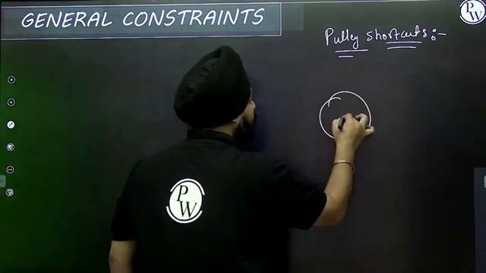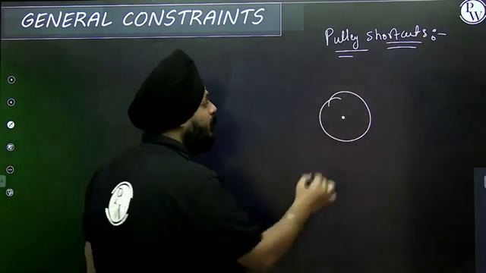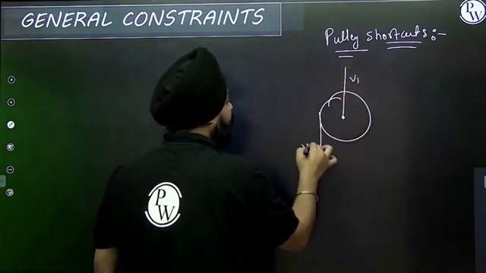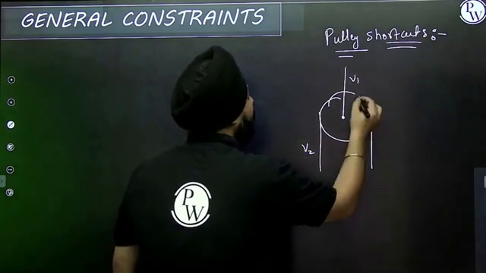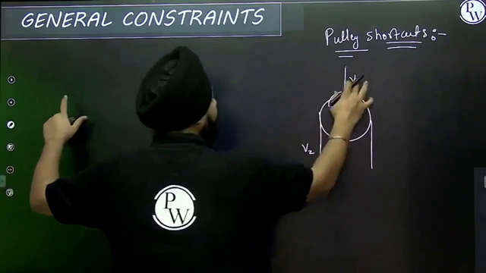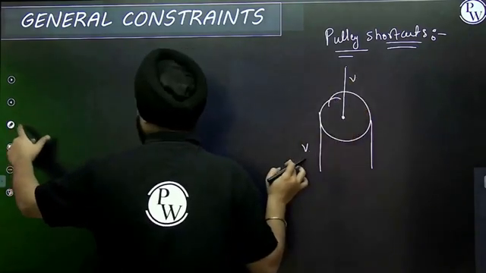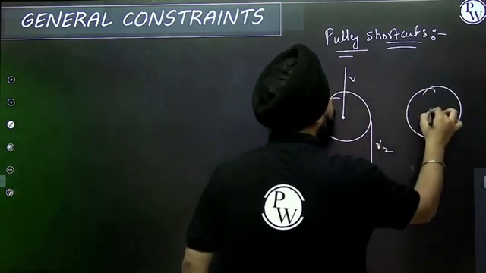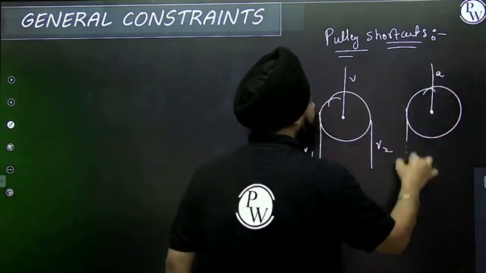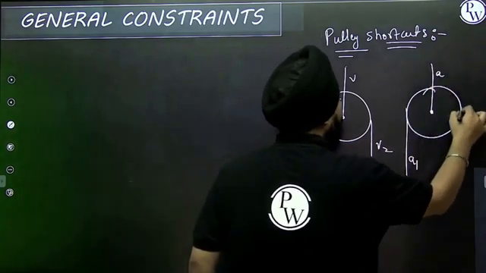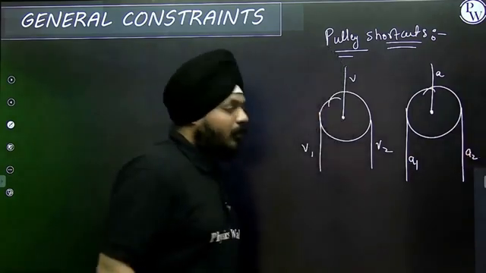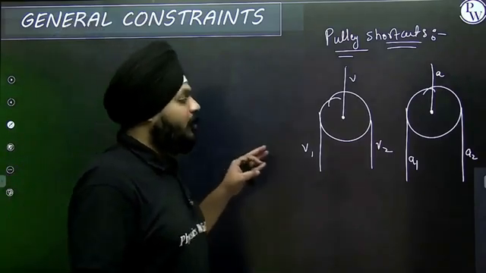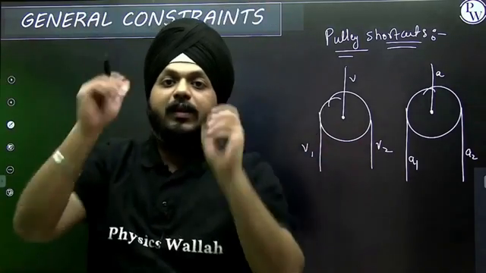Suppose this is a pulley. I'm talking about the complete movable pulley. This arm has velocity v1, and this arm has velocity v2. Similarly, if we are talking about acceleration, then this arm has acceleration a1 and this arm has acceleration a2. I'm going to show you the shortcut first, and then we are going to discuss the sums.